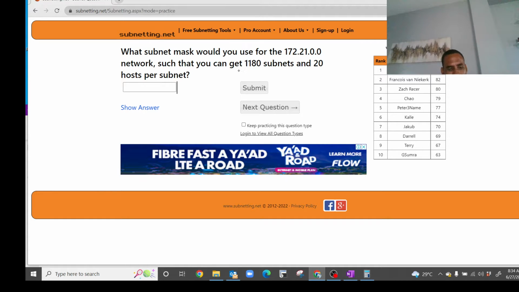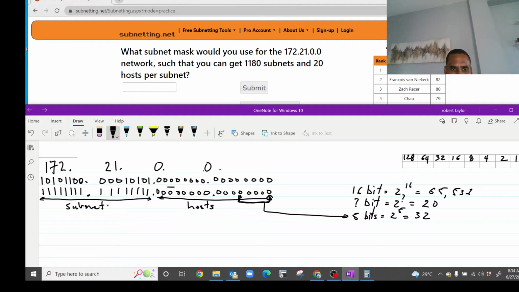So I need 1,180. So let's count. If I turn all of these 1s into subnet bits, now I have 1, 2, 3, 4, 5, 6, 7, 8, 9, 10, 11. Now I have 11 bits, and let me just fix this here. This is no longer host because I'm robbing some of the bits. Let me just clear this out and write them properly so that we aren't confused. So this is 5, so it is 1, 2, 3, and then all of this is going to be 1, 2, 3, 4, 5, 6, 7, 8. So I have 11 bits now.